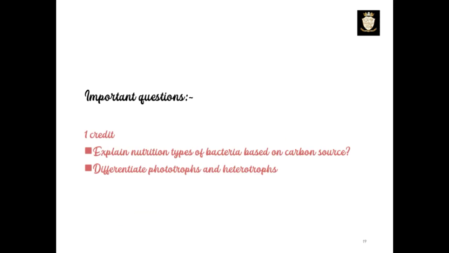Some of the questions include this portion. For the one credit, first question, explain the nutritional types of bacteria based on carbon source. So the carbon source is classified into autotrophs and heterotrophs. And the second question, differentiate phototrophs and chemotrophs. Phototrophs and chemotrophs come under the classification of energy source. We can include examples also.